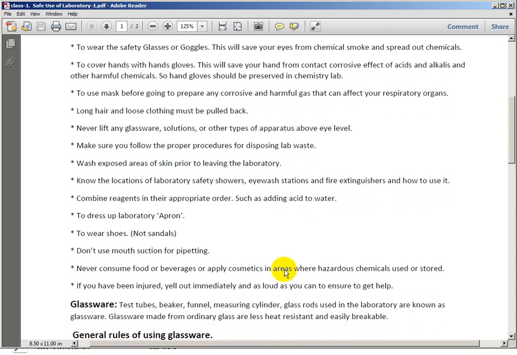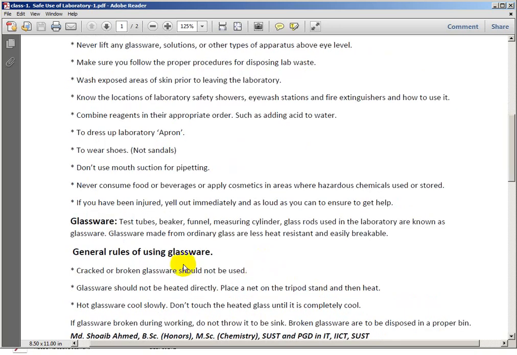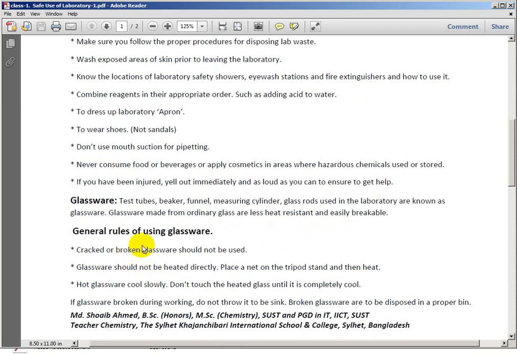Now, some general rules for using glassware. Glassware such as test tubes, beakers, funnels, measuring cylinders and glass rods are used in the laboratory. Glassware is made from ordinary glass, which is breakable and less heat resistant. If you use too much heat, the glassware will break.